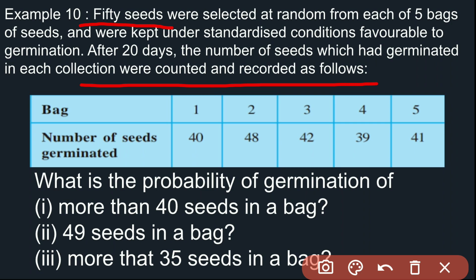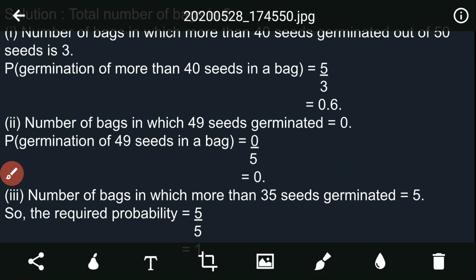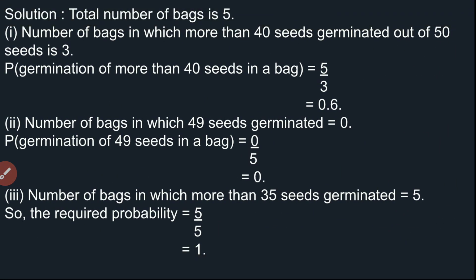What is the probability of germination under the given conditions? The very first condition is more than 40 seeds. More than 40 seeds we have in 48, 42 and 41. More than 40 is stated, so we will not take 40. We will not take 40. So for the very first condition, we only see more than 40.